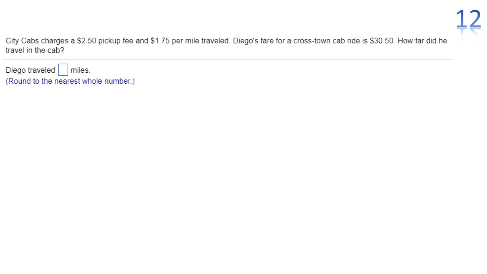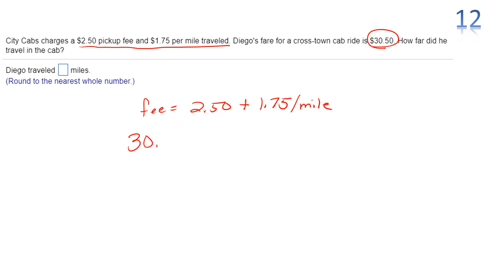Now in this question, you're going to be calculating a charge for a taxi cab. City cabs will charge a $2.50 pickup fee and $1.75 per mile. So their fee is 2.50, that's the fixed cost if you refer to the formula sheet, and $1.75 per mile, that's the variable cost, because the more miles you go, the higher that will be. Now Diego took this cab, and to go downtown his charge was $30.50, so his fee was $30.50. How far did he travel? So we're looking for the distance. The distance would be the miles, so we're going to go ahead and let miles be our unknown x.